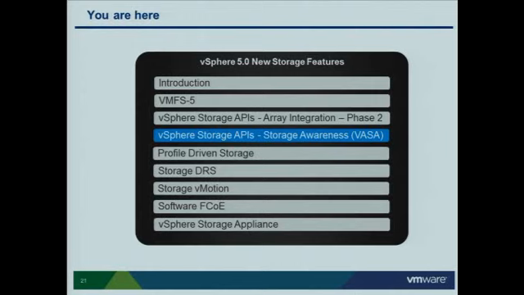What VASA is going to do for us is it's going to surface up capabilities such as perhaps the underlying RAID level, whether the LUN is thin provisioned or not, is it a dedupe LUN? All those kind of things can now be surfaced up, and when you look at the data stores inside vCenter, you can actually see those capabilities being associated with the data store, the underlying LUN.